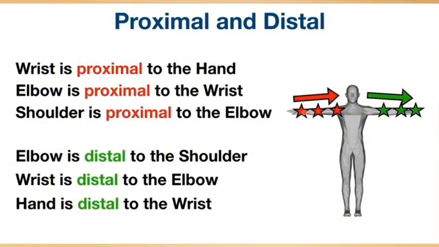All right, then this is the elbow, this is the shoulder. The shoulder is closer to the trunk here, so the shoulder is more proximal than the elbow. So we say that the shoulder is proximal to the elbow and the elbow is distal to the shoulder.